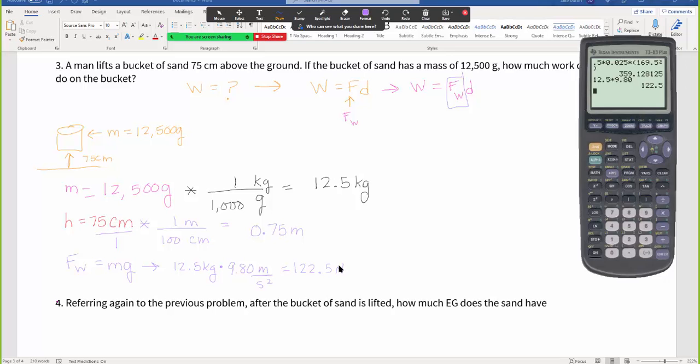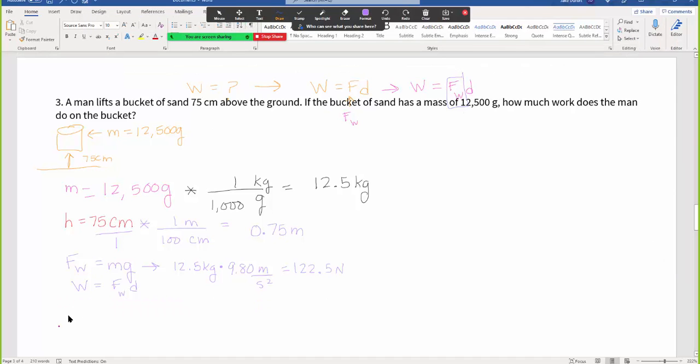Now we have that. In order to figure out the work, work equals the force FW times the distance. So again, I'm going to give myself a little more room. So work is going to be 122.5 newtons times, and the distance that we figured out is 0.75 meters. And when we plug those in, we're going to get 92 joules.